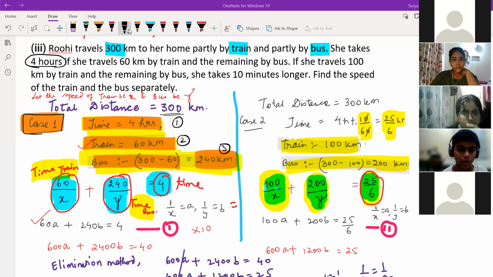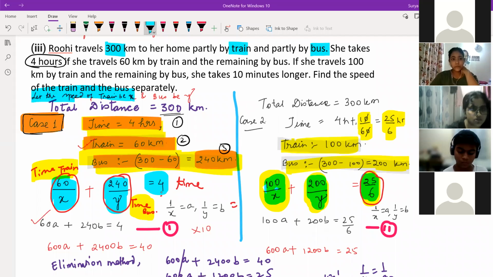So why did we write 240 by y, sir? That's why I'm asking. Why is it 60 by x plus 240 by y is equal to 4? Why is it coming like this? Anyone can tell me? Deepshikha, Bhumika, Krishna. Sir, is it the time? Time is 4 hours, it's on the right hand side. Sir, x is and y is the speed, and that much kilometers they travel.